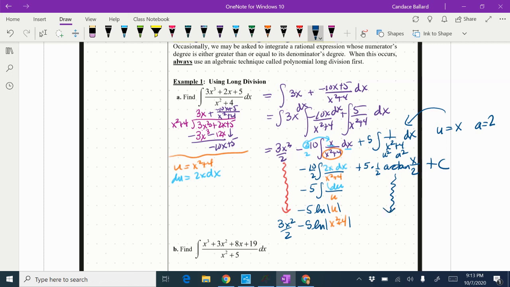And I'm going to go ahead and write that down here on the last line, so plus 5/2 arctangent of x over 2 plus c. The only other thing I could do is drop these to just regular parentheses if I wanted to.